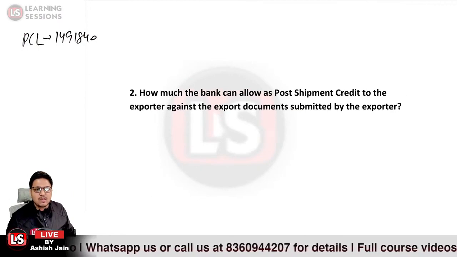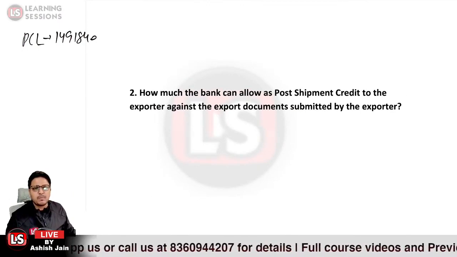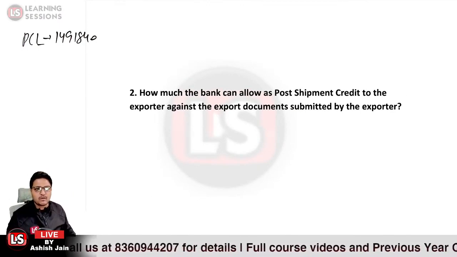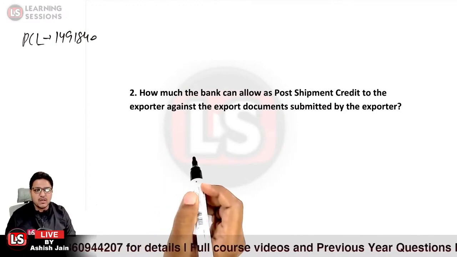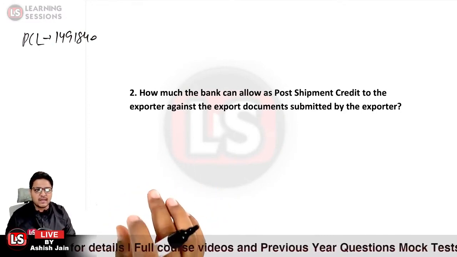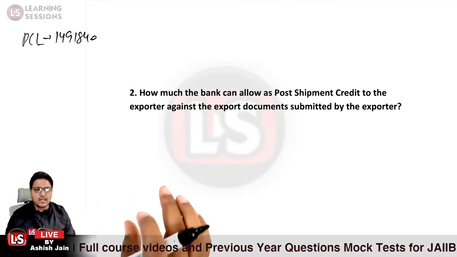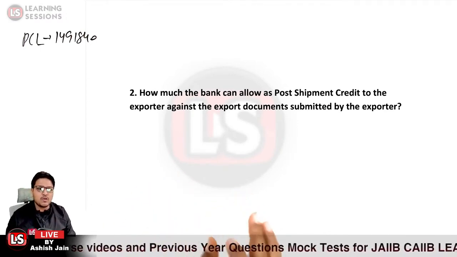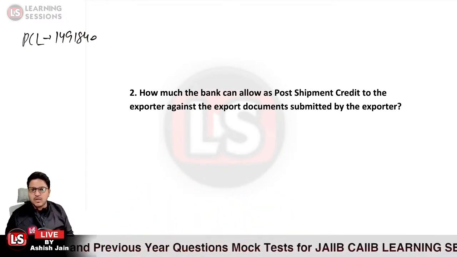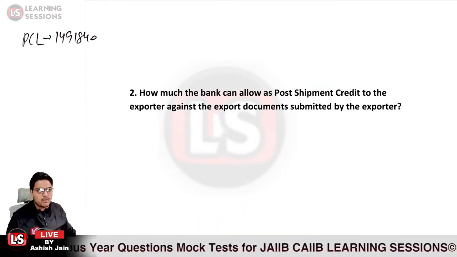It says, how much can the bank allow as post-shipment credit to the exporter? Now we need to calculate the post-shipment credit amount that can be sanctioned by the bank to the exporter against the export documents submitted by the exporter. Now let's consider the paragraph related to the post-shipment credit.